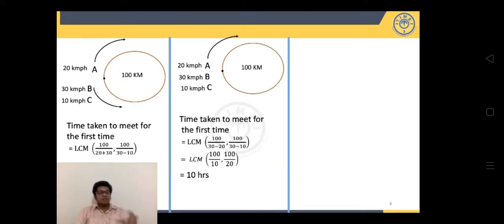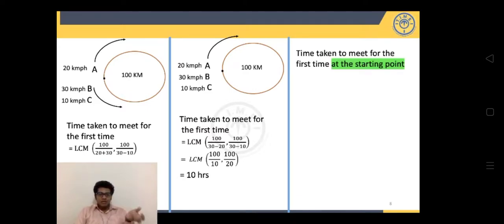Here I won't say whether they travel in the same direction or opposite direction. It doesn't matter. When the question is the time taken to meet for the first time at the starting point, this term is important: starting point. That is just the LCM of the individual times taken, whichever direction they travel. But if the question is the time taken by them to meet for the first time, then the direction is important. Same direction, difference of the speeds. Opposite direction, sum of the speeds.